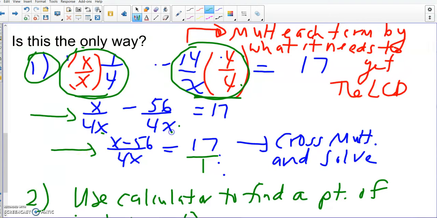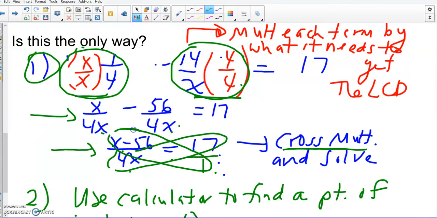Then I said both of them have a denominator of 4x, so I combined it to be one fraction. And since I had a fraction equaling another fraction, you can cross multiply and solve for x from there. So you could always pause the video and try that on your own as well. That's another option for you.